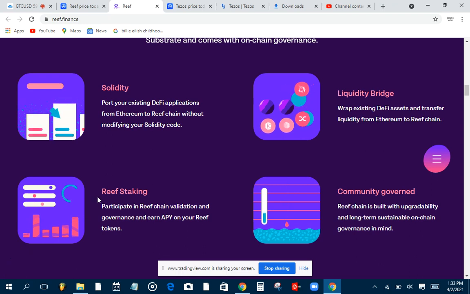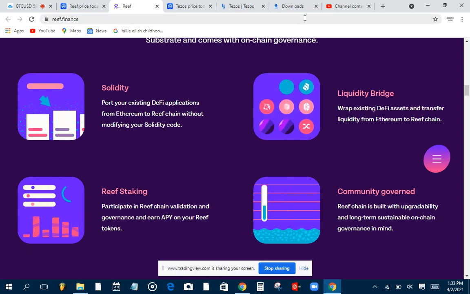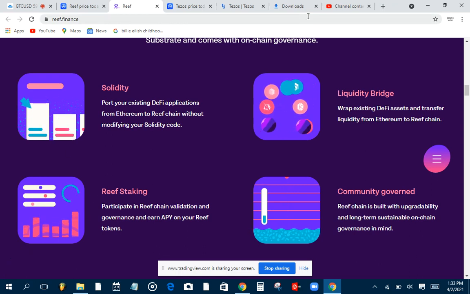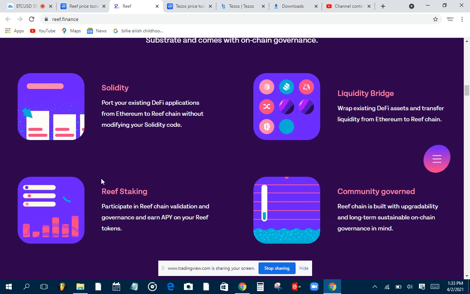I'm not here to do a review on Reef, all right? I just wanted to let you know if you're going to buy some Reef and just keep it to make money, whether you're going to buy Reef or not. But remember, I'm not a financial advisor. I'll never give you advice. I'm just here to give you a lot of options, make things clearer so you can make your own decision by yourself. So that being said, let's dive into the video.